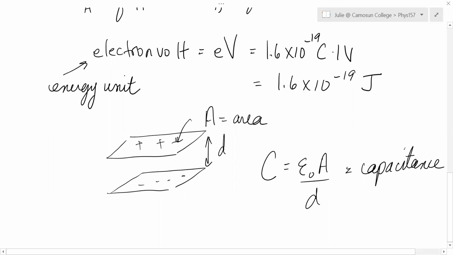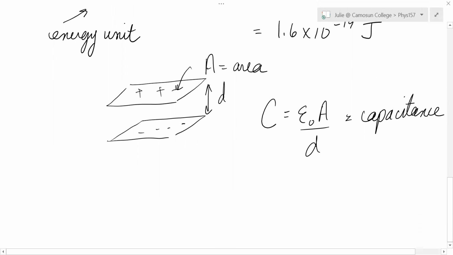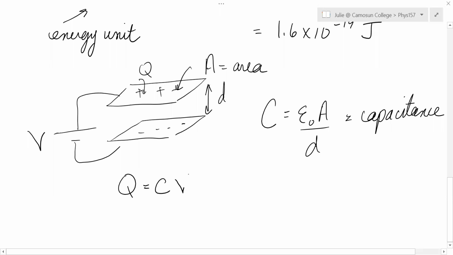You go to the store, you buy a capacitor of a certain value, and then you bring it home and you charge it and use it however you want to. So this is just a function of the geometry of the capacitor. Now, when you do hook this up to a voltage, it acquires charge Q, and the relationship is Q equals C times that voltage V. So the capacitor has the ability to store this charge, and Q is the charge it stores.